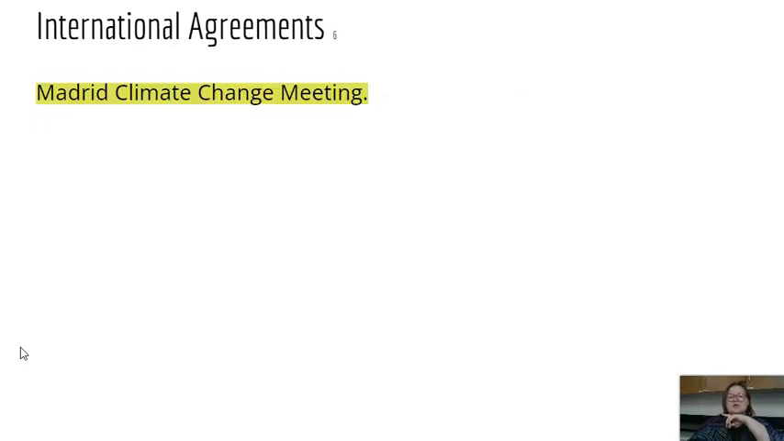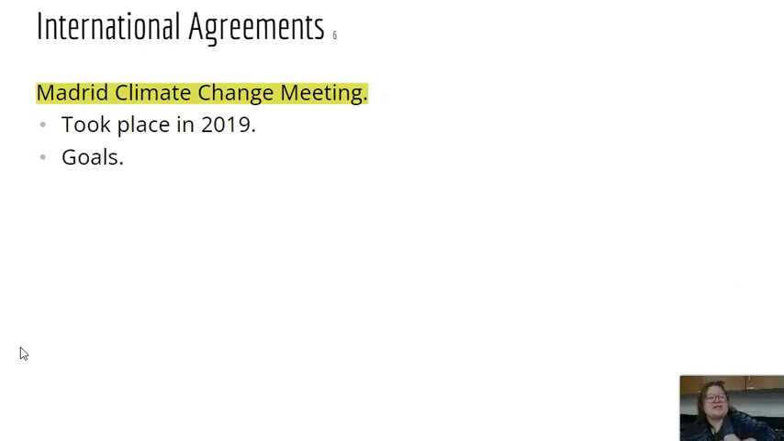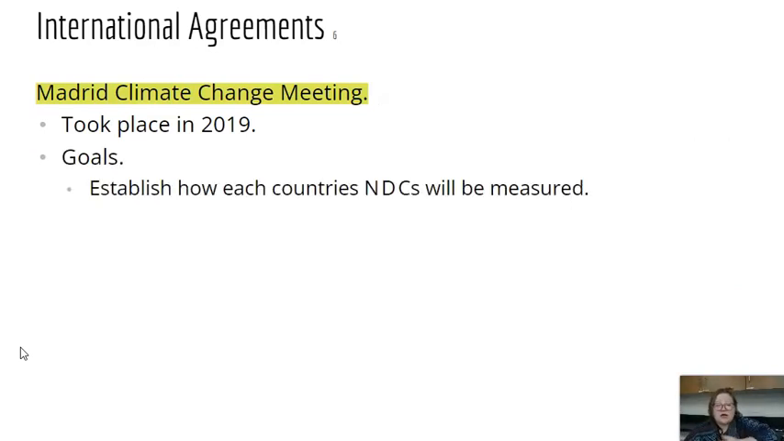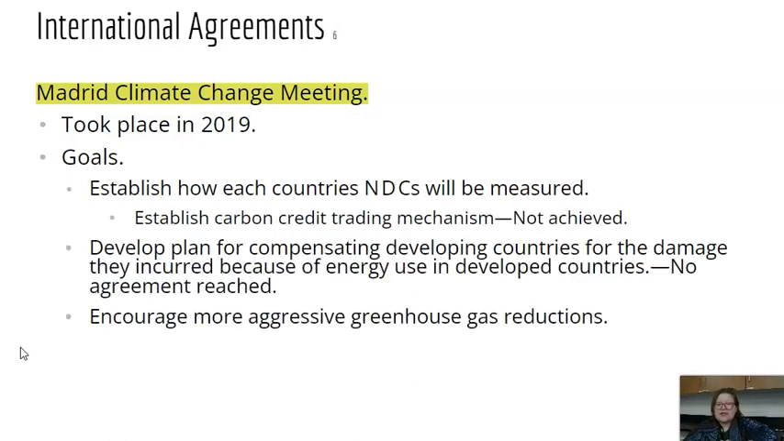Then there is the Madrid Climate Change Meeting. This took place in 2019. It was to establish how countries' contributions could be measured, and establish the carbon credit trading mechanism, which was not achieved.